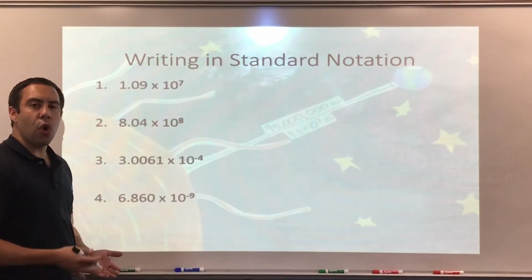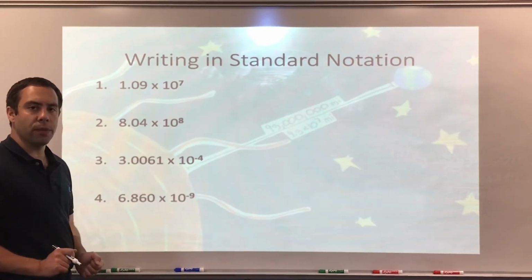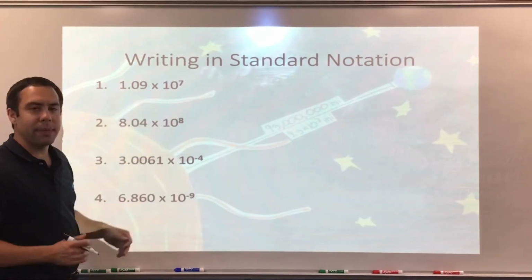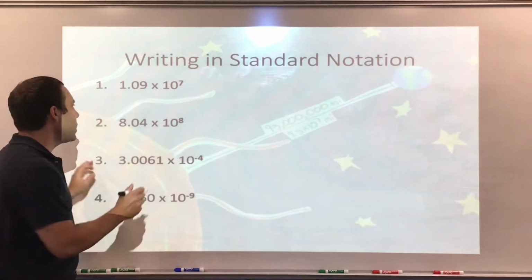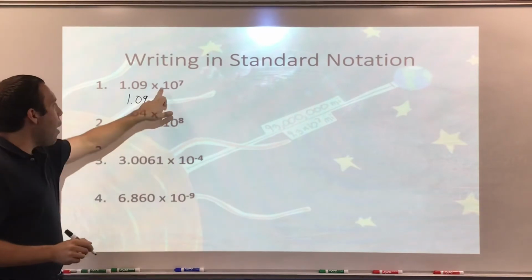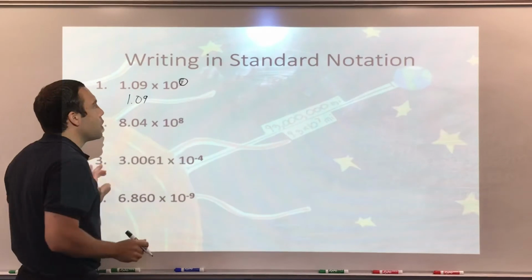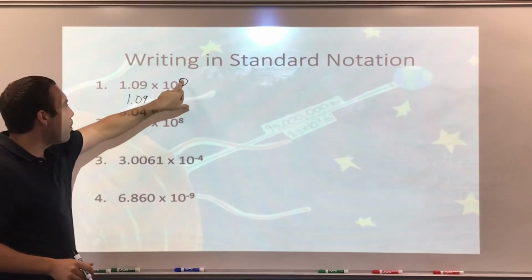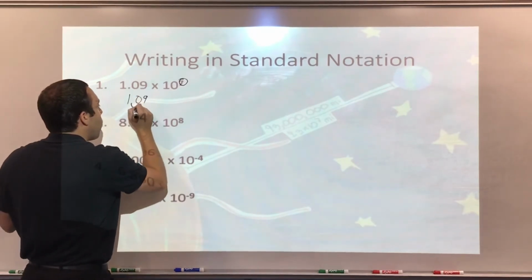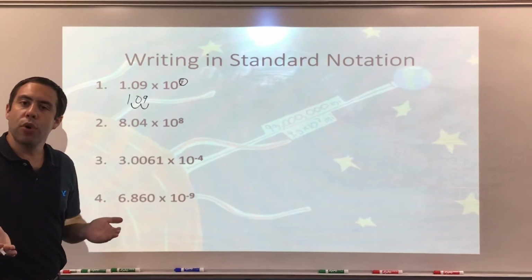If we have a number already in scientific notation, we can write that number in standard notation. So for practice problem number 1, we have 1.09 times 10 to the 7th. What we'll do is rewrite the number, 1.09, and we're going to move the decimal point 7 times to the right. It's a positive exponent, so we're going to make the number bigger. So move it over 1, 2. Now we run out of numbers, but we can always put in zeros.